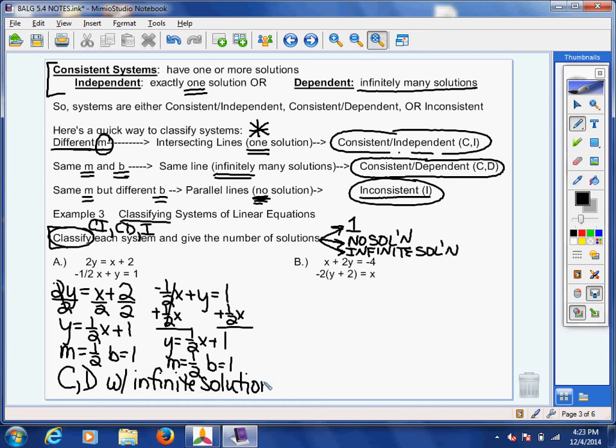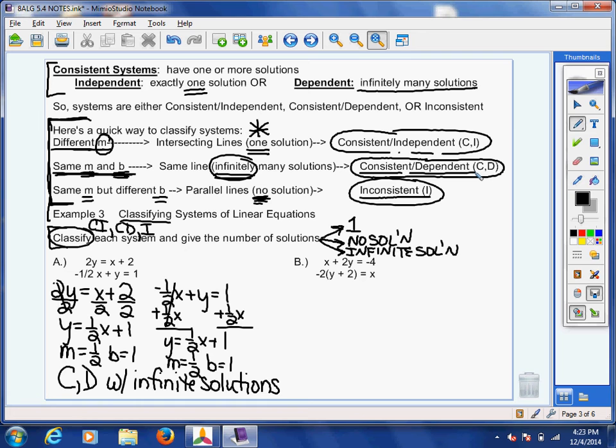Okay, so if you get stuck, you get a little lost, look up at your chart here. Here's your chart, kind of your go-to information right here. Same slope, same y-intercept. That means it's the same line. So here's my number of solutions. I have infinite solutions, and this is how I classify it, consistent dependent. And you don't have to write out the words consistent dependent. You can just write C, D. That's fine. That won't hurt my feelings. I'll know what you mean.